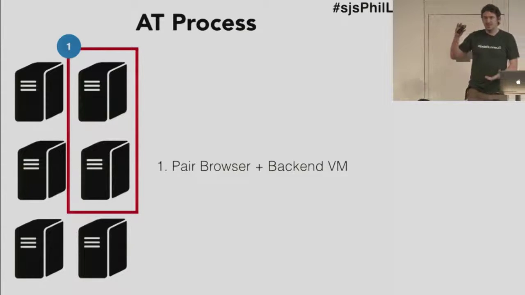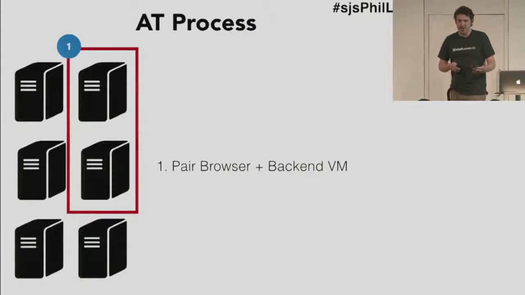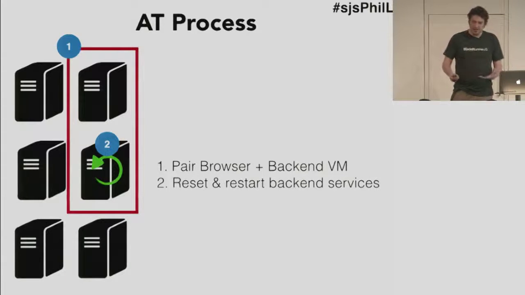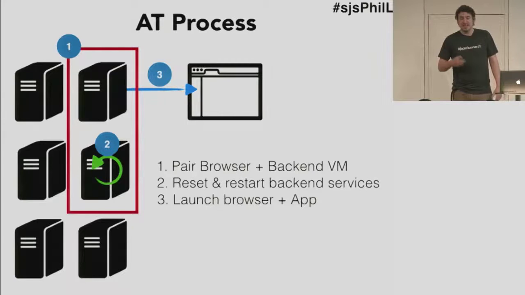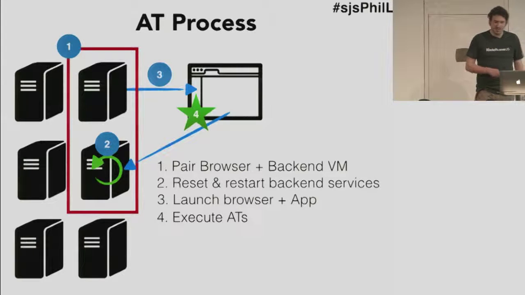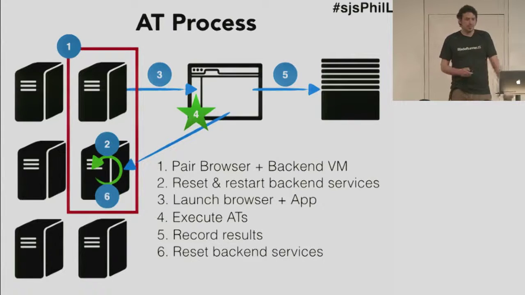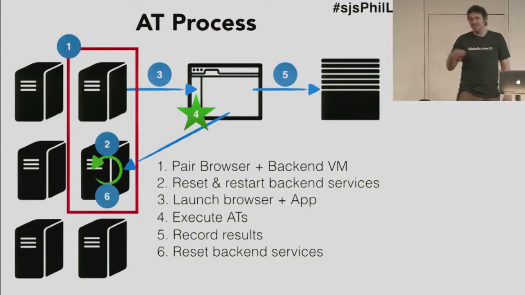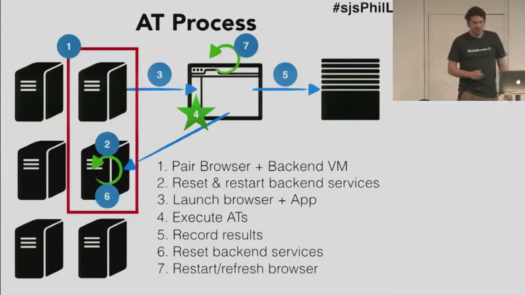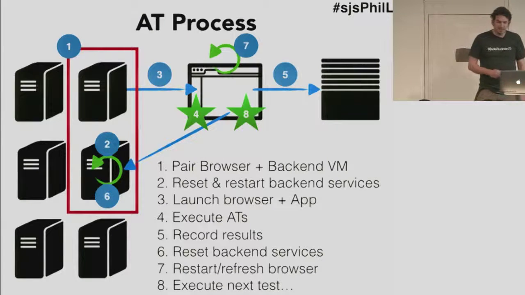So once we paired up these VMs, we reset the state of the back-end VM to be in a flat state. We would then launch the browser, the full application. We would then execute our tests, probably interacting with our back-end. We would store the state. We would then reset the back-end services again, because we obviously don't want any state on the back-end transferring between tests. And then we actually restarted the browser. We killed the browser process after we'd recorded the results and restarted it again. You could potentially refresh. And then we can execute the next set of tests.